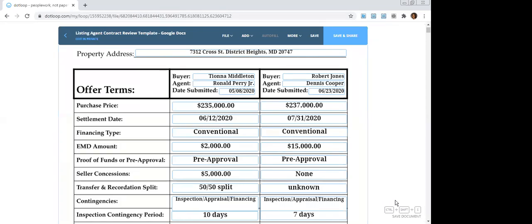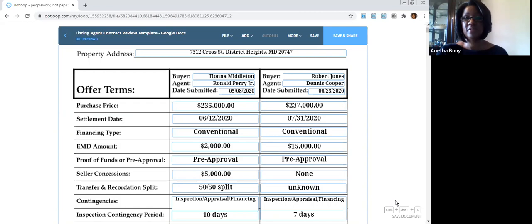So if there are multiple offers, instead of pushing through all these different papers and the entire contract, by having this kind of sheet, it's just like, here's the meat and potatoes, this is the important stuff. So you can go through 2 offers, 3 offers, even 5 offers, and it makes it a lot more user friendly for the seller.